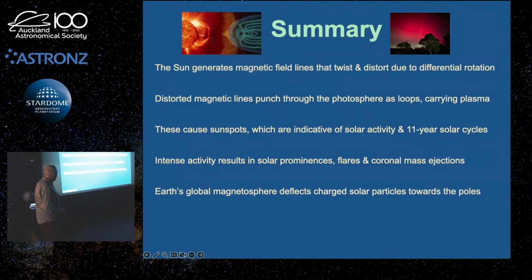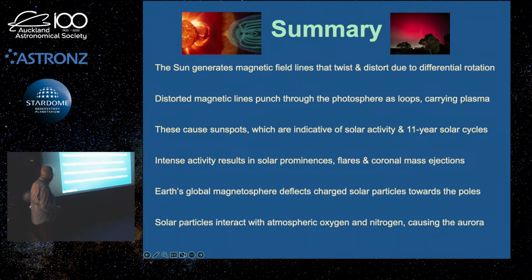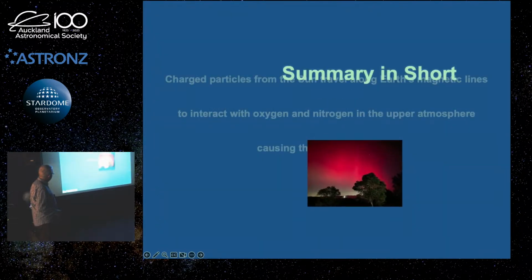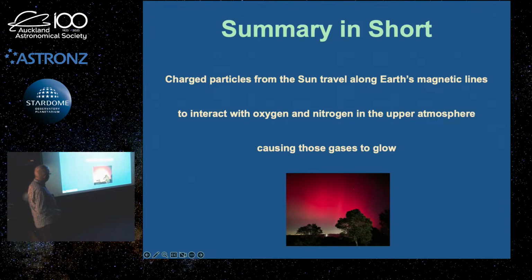It's Earth's global magnetosphere that deflects the charged particles towards the poles when they come our way, whether it be solar wind or a geomagnetic storm in the context of a coronal mass ejection. And it's the solar particles that interact with oxygen and nitrogen, and depending on the type, the energy involved and the altitudes, that cause the aurora of different colours. So, summary in short: charged particles from the sun travel along Earth's magnetic lines to interact with oxygen and nitrogen in the upper atmosphere, causing those gases to glow. That's a one-sentence nutshell.